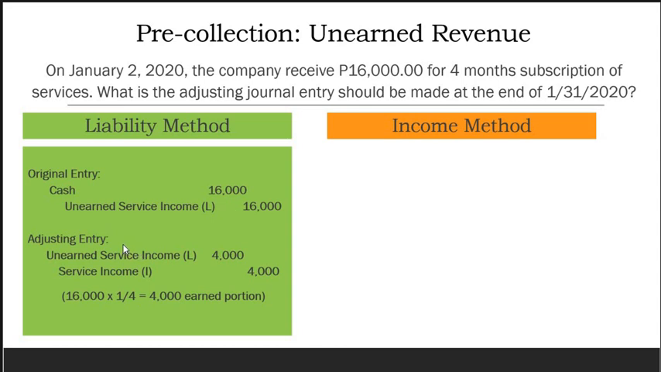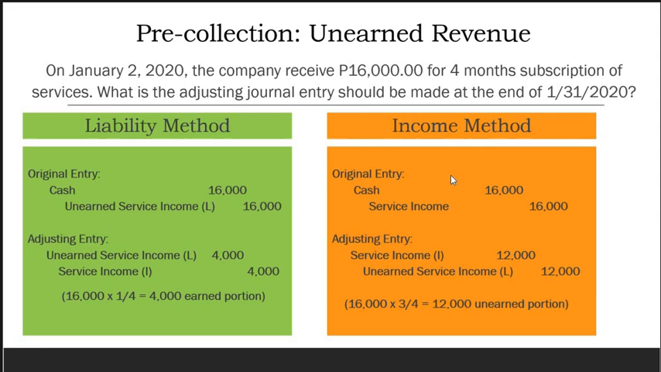When it comes to the adjusting entry, you look for how much is the income already. Since our entry here is a liability, at the adjusting entry we look for how much portion is considered as earned already. So, that's 16,000 times 1 over 4 equals 4,000. So, that's the earned portion, which is what we report as income.